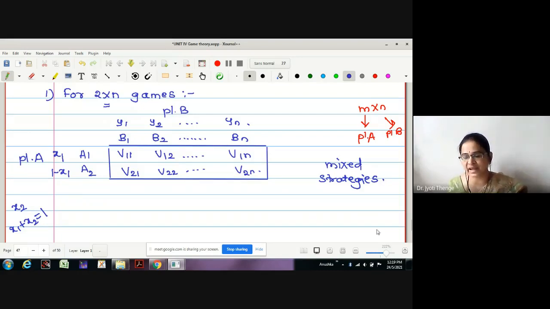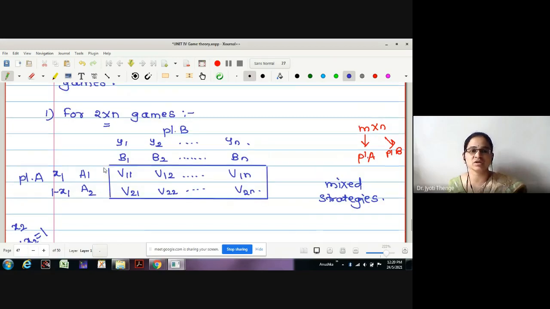Players were playing all the activities with some probabilities. This is the idea behind mixed strategies. In the case of pure strategies, every player is playing one activity at a time. This is what the concept is.